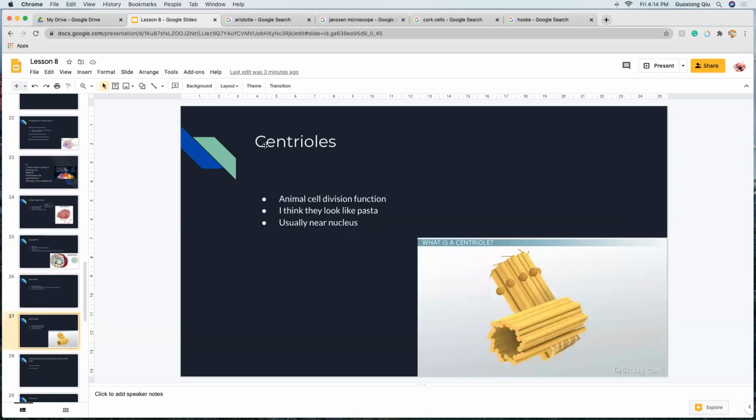Next up, centrioles. These are only in animal cells. They take care of mitosis, which is cell division, where one cell becomes two cells, which is cell reproduction. I think they look like pasta. I just wanted to put that out there. And centrioles are also usually found close to the nucleus.